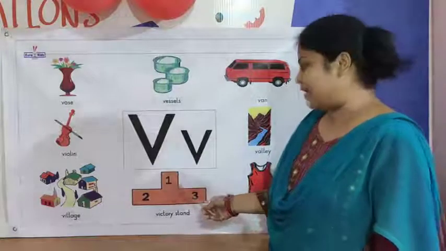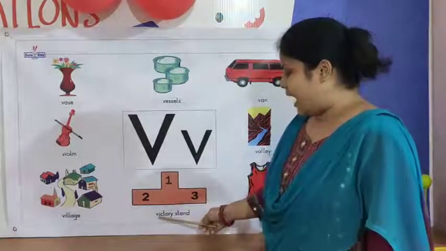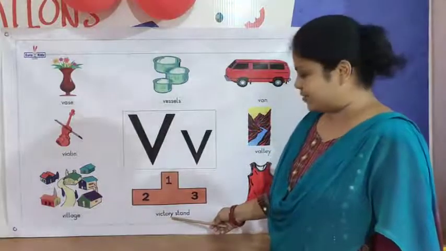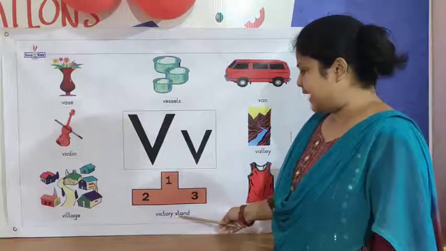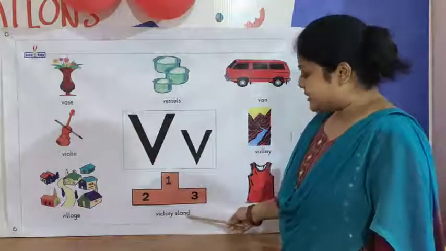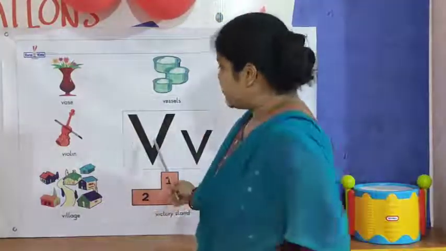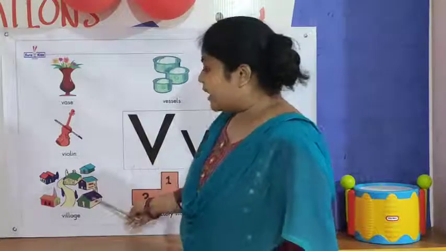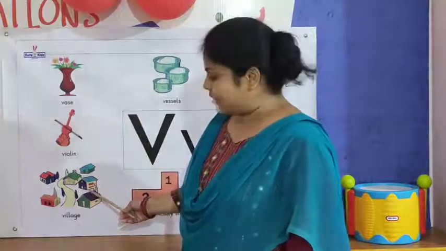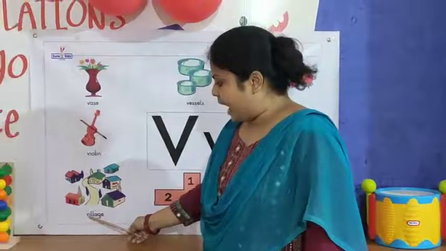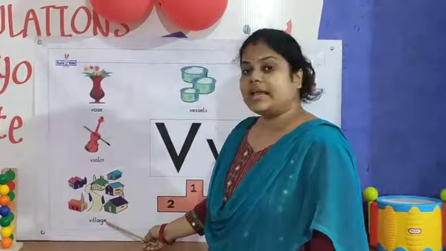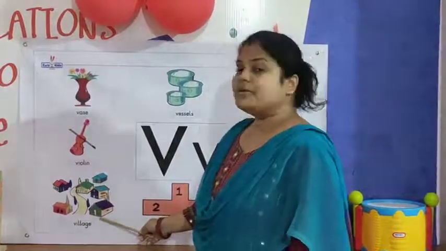So what is the spelling of victory stand? V-I-C-T-O-R-Y. Victory. S-T-A-N-D. Stand. Victory stand. And now we have V for village. What is the spelling of village? V-I-L-L-A-G-E. Village. V for village.